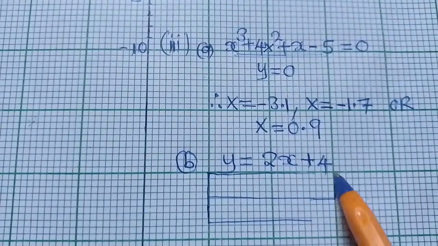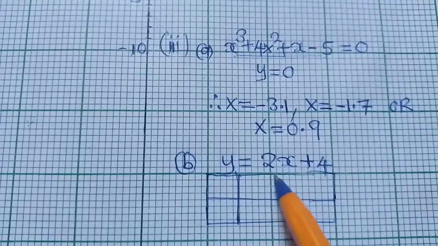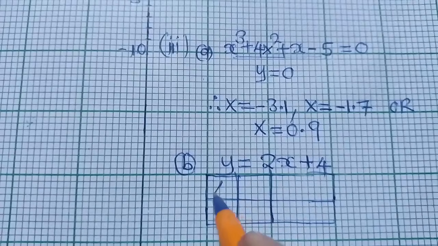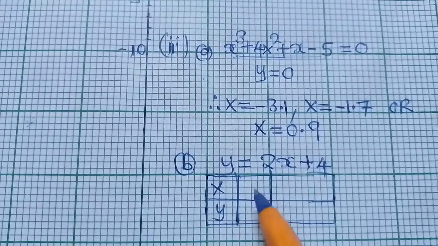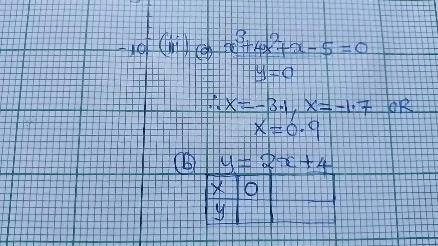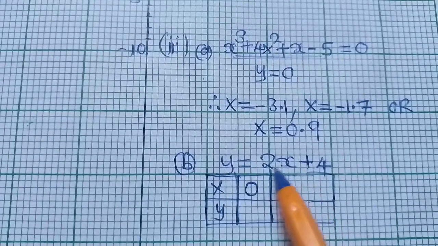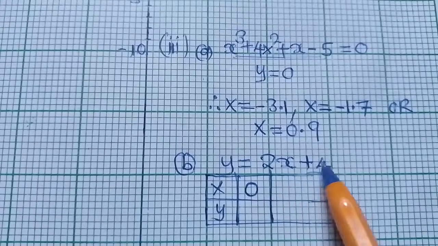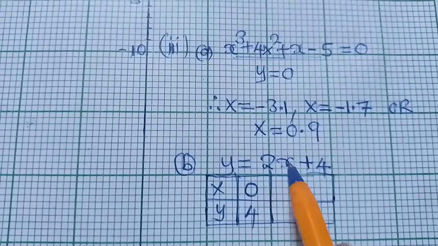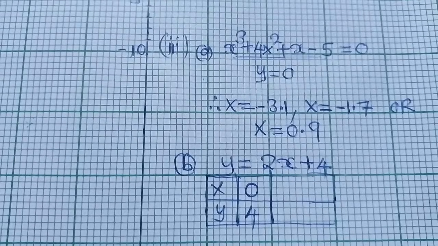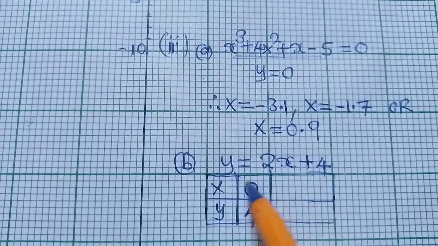So whenever you see something like this, you need to remember coordinates. Say this is x, this is y. So if x is equal to 0, where there is x, put 0 there. You are going to have 2 times 0 plus 4. You get 4, because 2 times 0 is 0, then plus 4. You get a 4 there. Then you move to the other one.